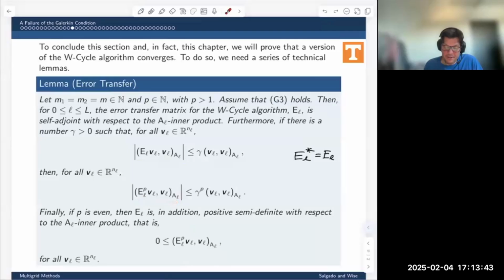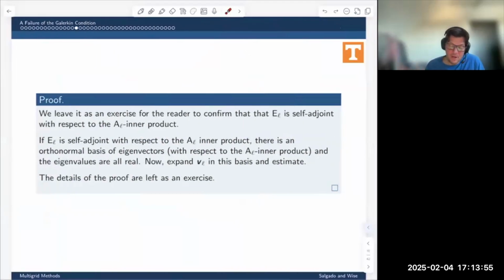If I know that this is symmetric positive definite, then also any power p is also going to have the same thing, and moreover, it's going to have the same set of eigenvectors. So I can use that fact, and then I'm going to expand, as I said, VL in the basis of these eigenvectors, and I'm going to estimate. And so the details of the proof are going to also be left as an exercise.